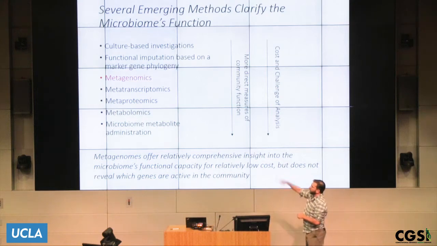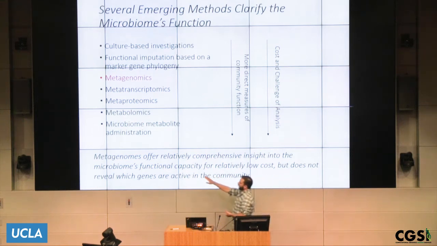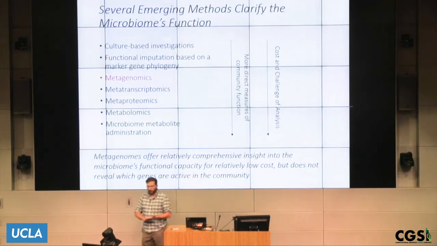If you come all the way down to metabolomics, you're going to get a really nice, reasonable readout of what types of metabolites are actively being produced by the community. For our consideration, at least in my group, we tend to focus a lot on metagenomes, because they offer a relatively comprehensive insight into the microbiome's functional capacity. And that's a really important phrase.